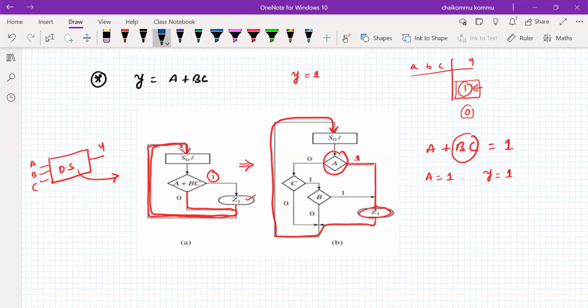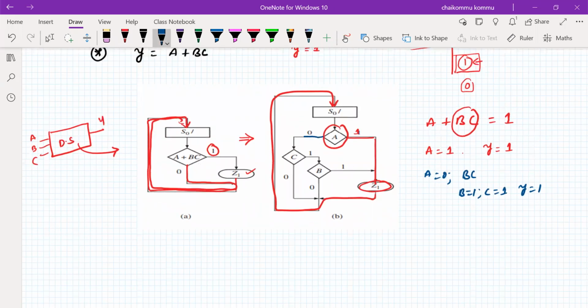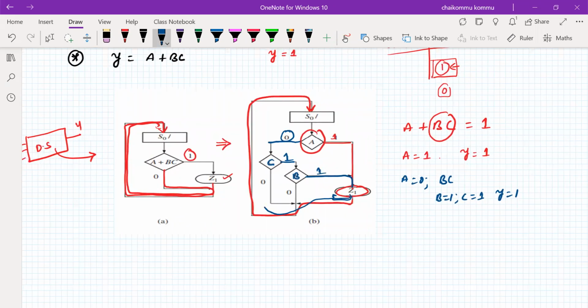Now another way is that, for example, A is equal to 0. Then obviously we need to check for the B and C. Certainly B must be 1, C must be 1. Then only the output is equal to 1. Right? Is it clear? So in that situation, if A is equal to 0, for example, then we need to check for C and we need to check for B. C must be 1, B also must be 1. Then only the output is equal to logic 1. And again, once it is completed, it will go back to the initial stage.